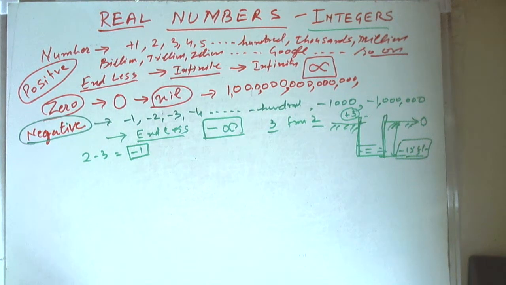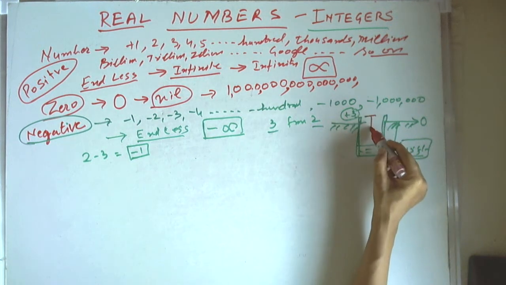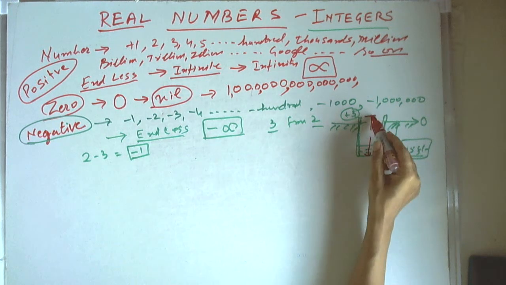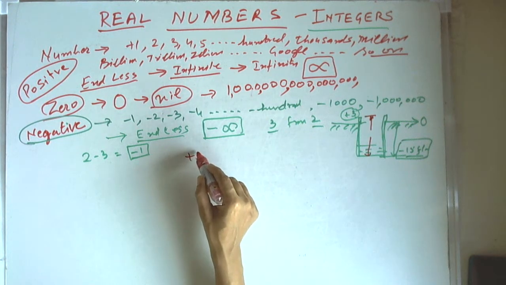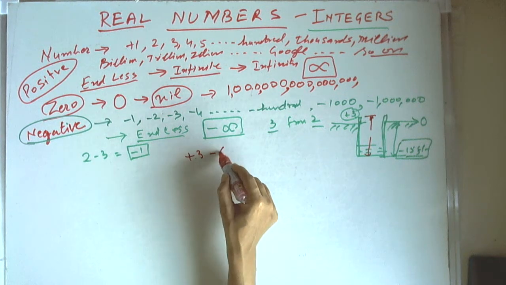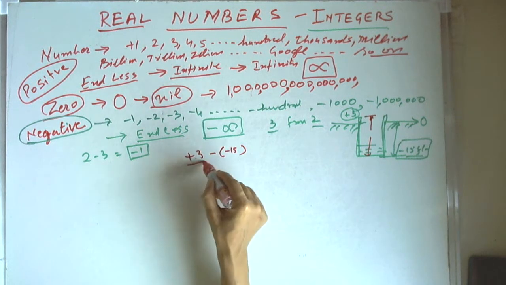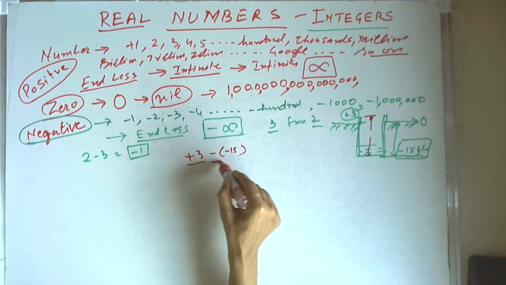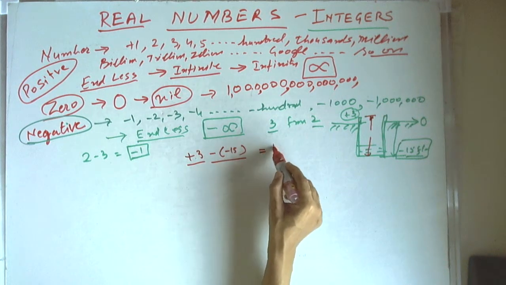So if we have to measure the difference from here to here, then it will be plus 3 and minus 15, and the total will become 18 feet.